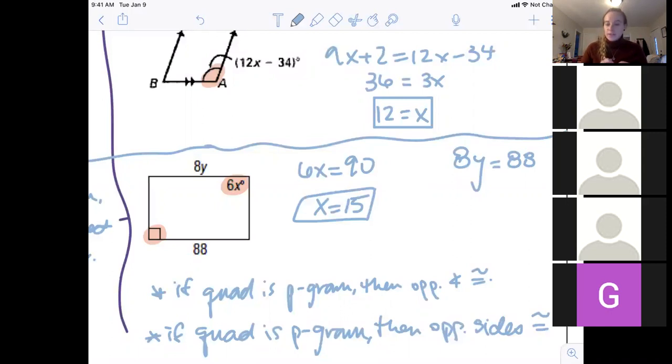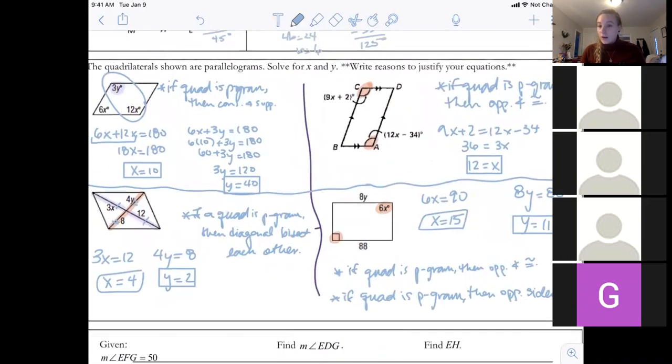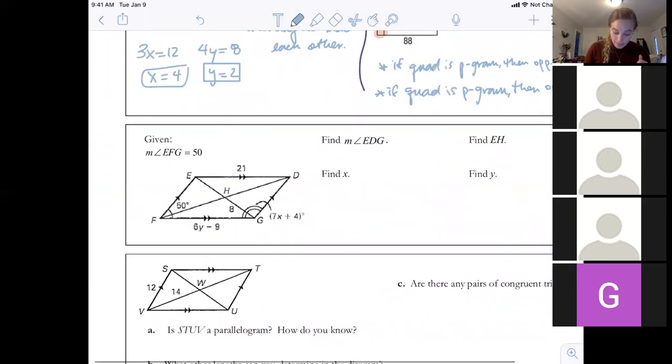Good work, Jane. Thanks for setting that up. Find y, divide by 8 on both sides, so y equals 11. All right. We finished this first box. We've got 2 more little ones to go. Any questions so far? All right, let's keep rolling.